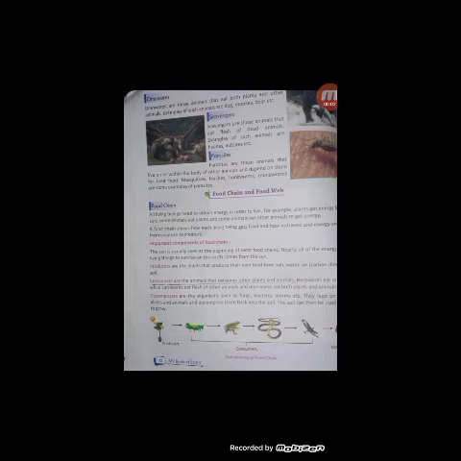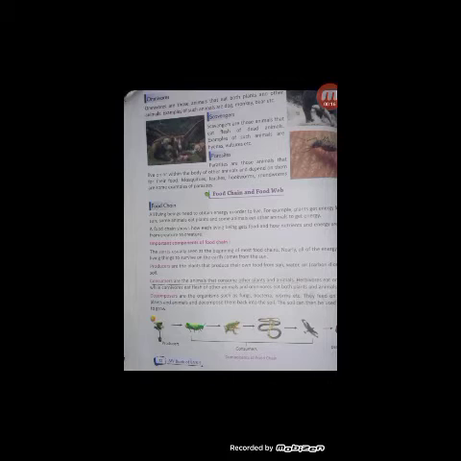Let us do the remaining part of lesson 13. Omnivores. Omnivores are those animals that eat both plants and other animals. Examples of such animals are dog, monkey, bear, etc.